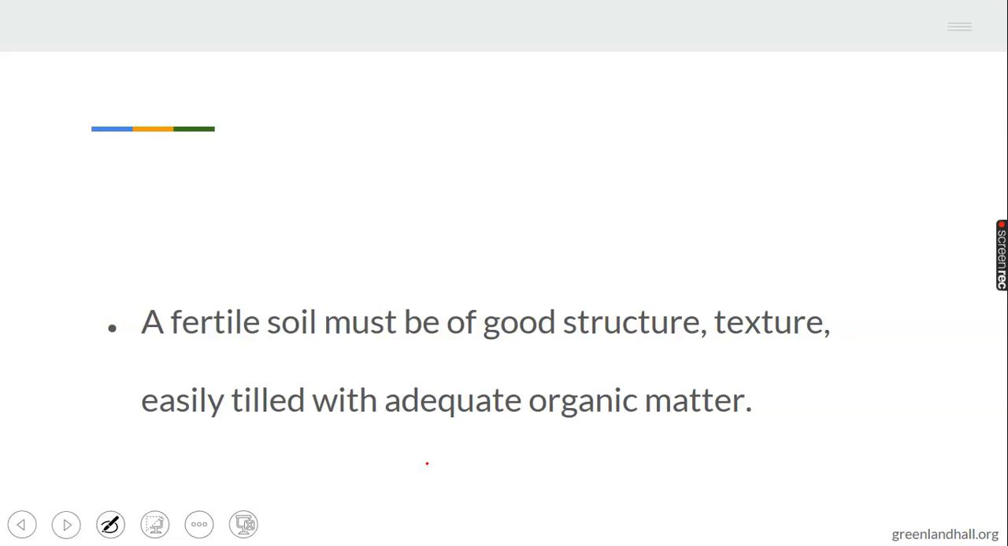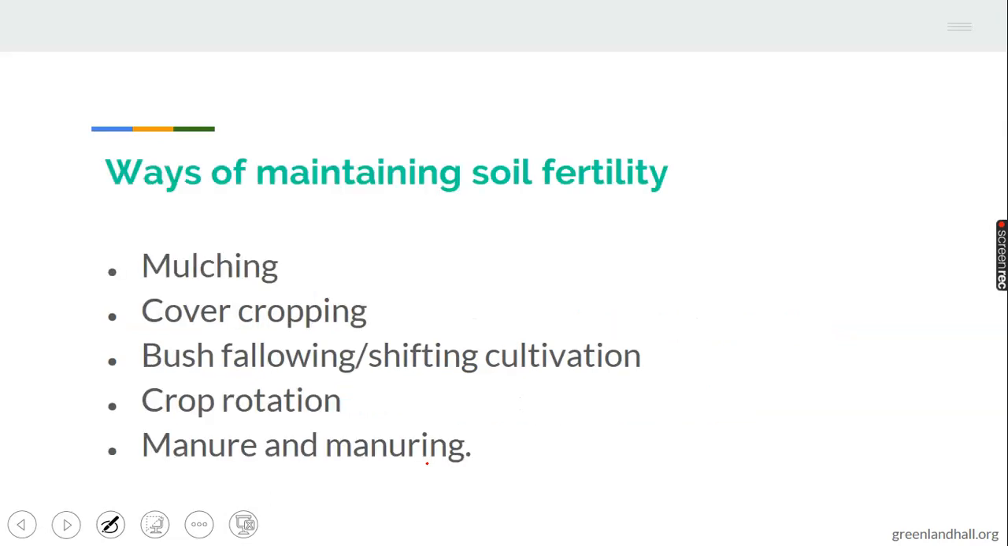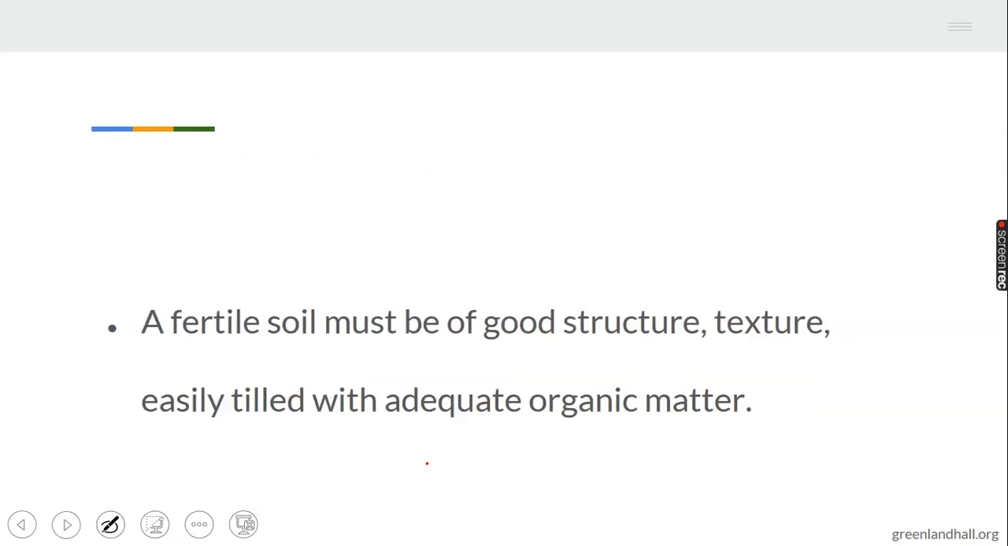Remember that an infertile soil is unable to support good plant growth and high yield. So when soil is unable to give rise to good plant growth and high yield, such soil is termed infertile.